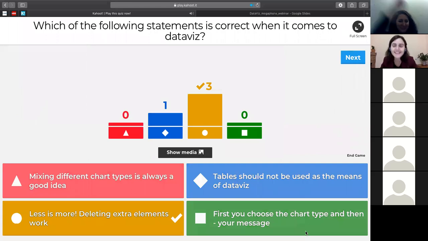Yay! Yes, less is more. Deleting extra elements is always a good idea. And tables is a bit of old school, but still a very good means of data visualization.